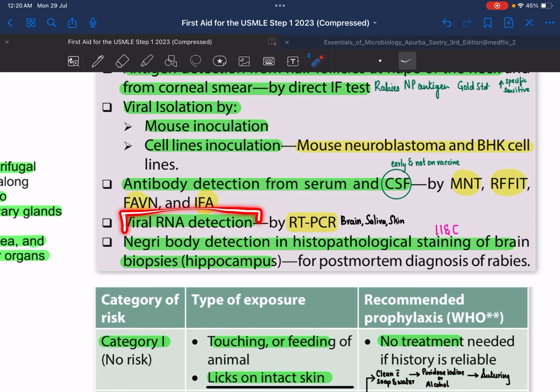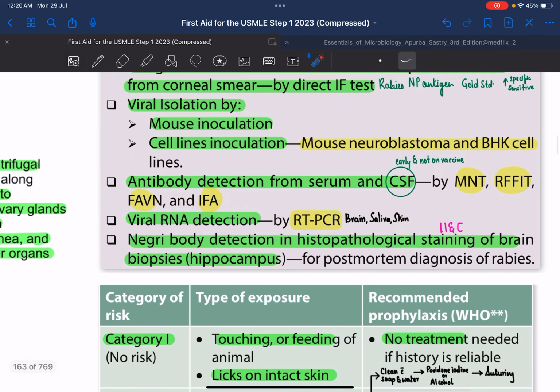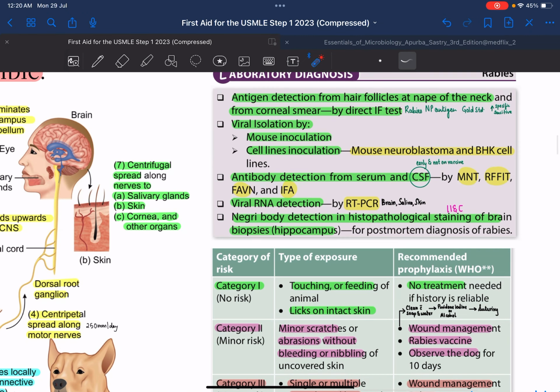We can also do viral RNA detection by reverse transcriptase PCR, taking a sample from the brain, saliva, or the skin. And the final pathognomonic, or the confirmatory thing for rabies is basically Negri body detection, which is a post-mortem diagnosis. Okay, we either do the histopathological staining, or we may also label it by peroxidase, and we can detect it by immunofluorescence.